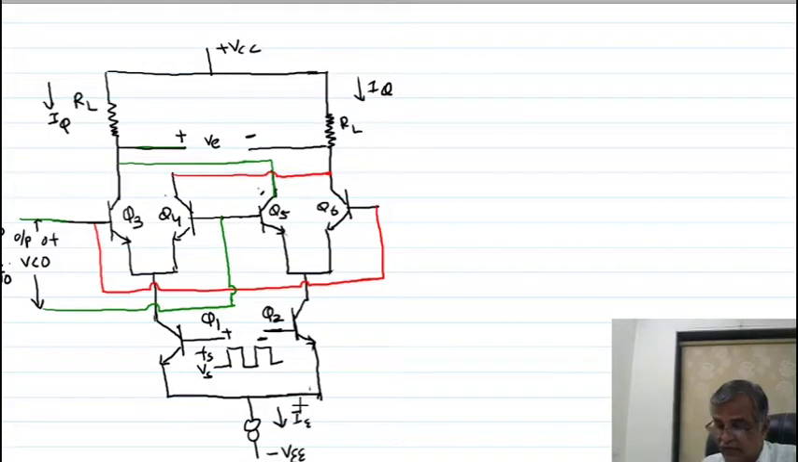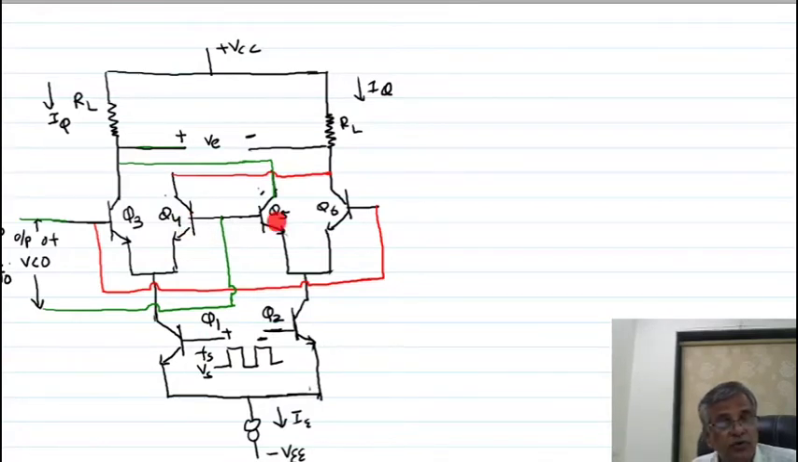See, what is the way I have drawn the circuit? Look here. First I have drawn this differential pair. This emitter couple I have connected to the transistor Q1. Second differential pair, this emitter is connected to transistor Q2. I have given the input signal to the base of Q1 with respect to Q2.